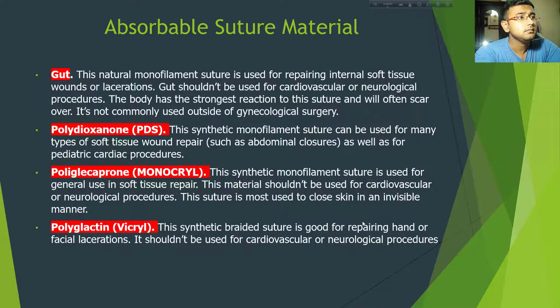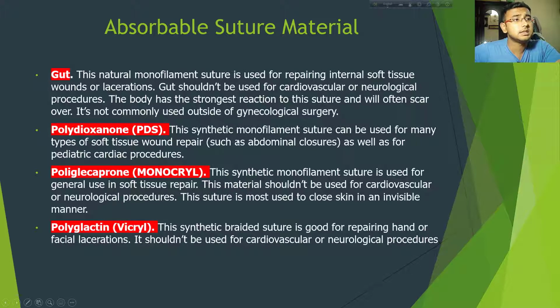Now, the absorbable suture materials. What are they? Gut, which is also called catgut, is a natural monofilament suture used for repairing internal soft tissues, like blood vessels in the abdomen and any viscera. We may use it for ligation of vascular structures, and also to obstruct luminal structures. Gut should not be used for cardiovascular or neurological procedures.